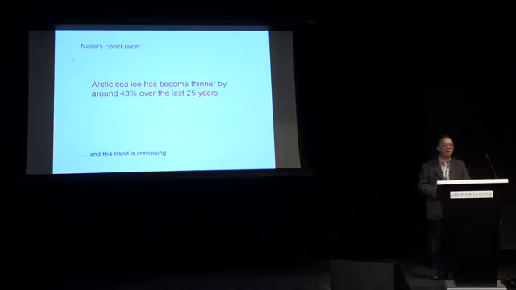There's NASA's conclusion from its measurements. The Arctic sea ice not only has been reducing in area, but has actually been getting thinner by about 43% in the last 25 years. And this trend is continuing.